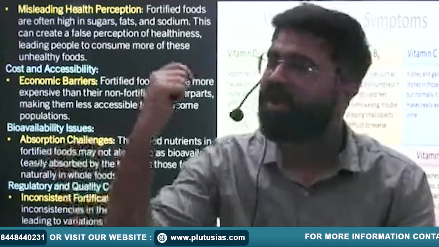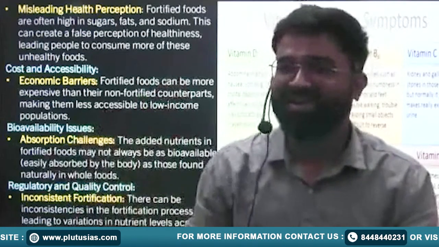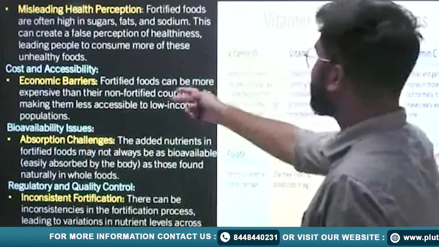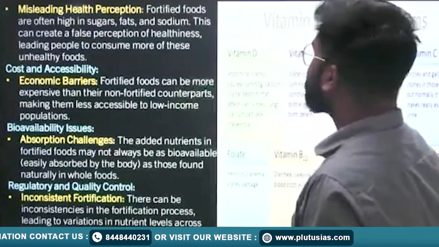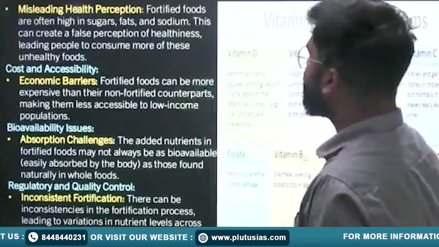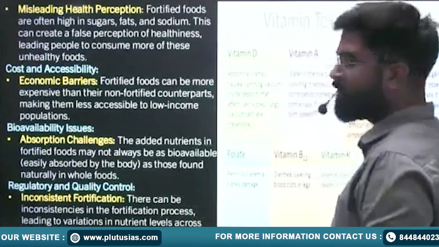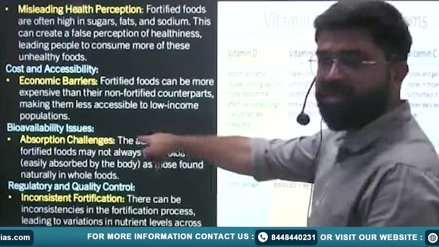Log chammach bhar bhar ke khaye ja rahe hain usko, lekin uske bahut sare nuksan hai. Theek hai, kyunki usme fats hain, sugars hain, दुनिया भर की बात है. कोस्ट एंड एक्सेसिबिलिटी, इकोनॉमिक बैरियर: फोर्टिफाइड फूड्स कैन बी मोर एक्सपेंसिव देन देयर नॉन फोर्टिफाइड काउंटर पार्ट, मेकिंग देम लेस एक्सेप्टेबल टू द लो इनकम पॉपुलेशन.